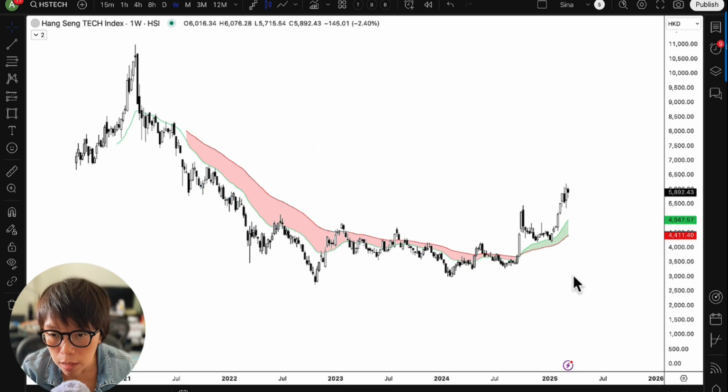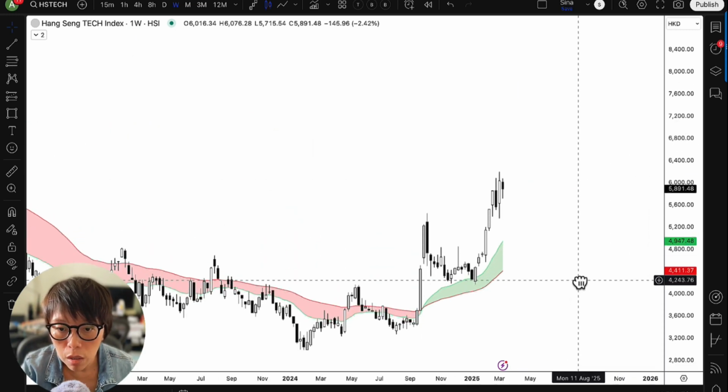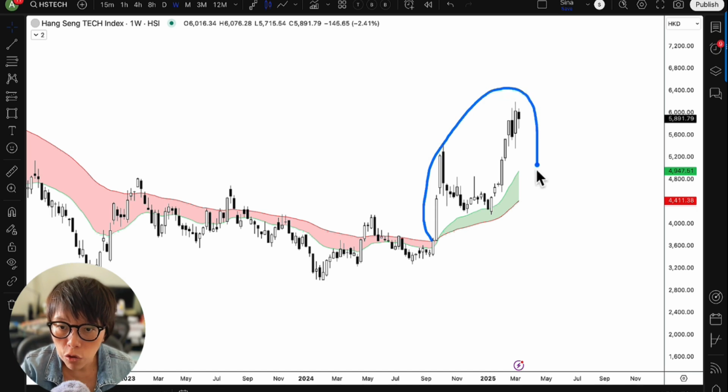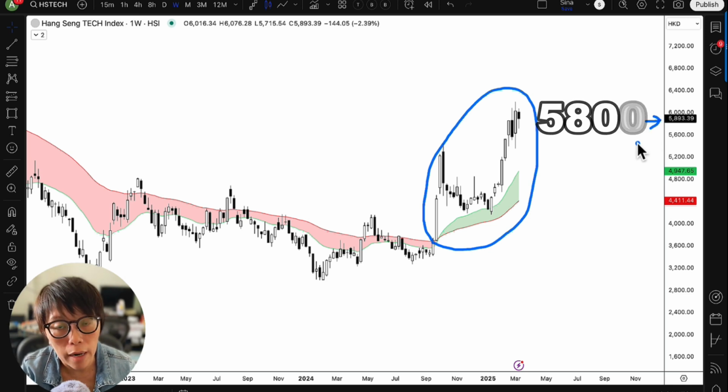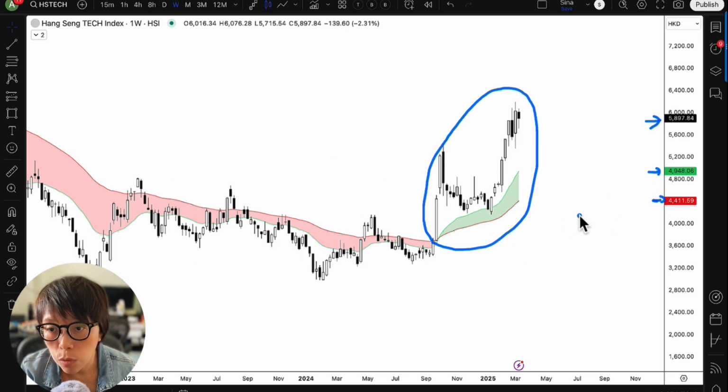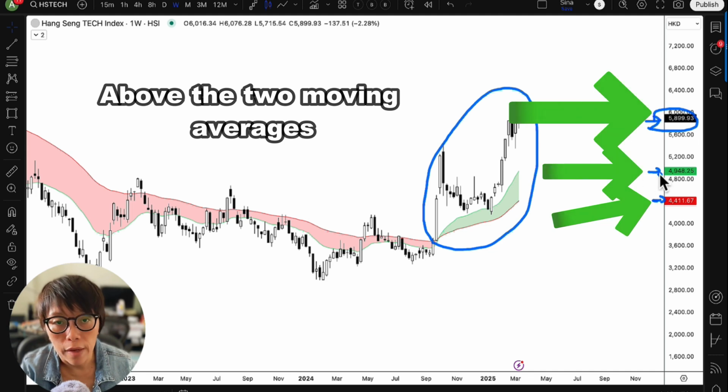Okay, so let me just clean this away and show it to you. Prices around this point in time are trading above the moving averages because, if you take a look at the current price right now, which is about 5,800, it is above the previous two moving averages here. How do I know that prices are trading above the moving averages? That is where you see the current price here, about 5,900, above the two moving averages.